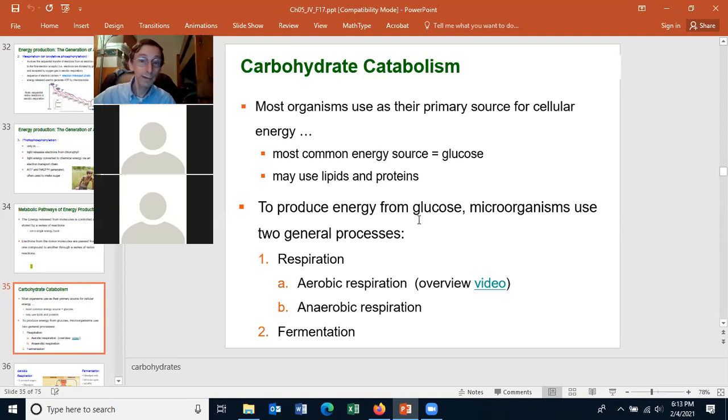To produce energy from glucose, microorganisms and, well, actually people too, can use two general processes for getting their energy needs: respiration and fermentation. Our cells can use aerobic respiration, and our muscle cells can use fermentation to get our energy needs. Microorganisms can use either respiration, and some of them use aerobic respiration, others use anaerobic respiration, and some use fermentation.